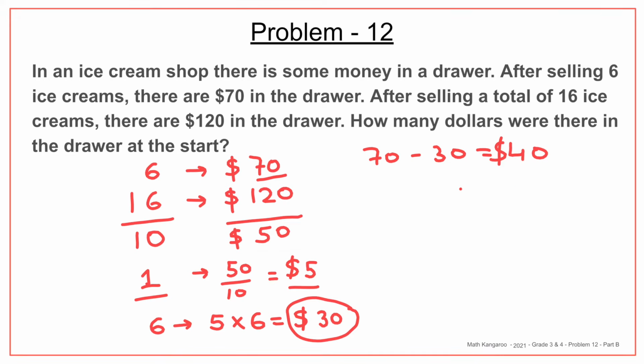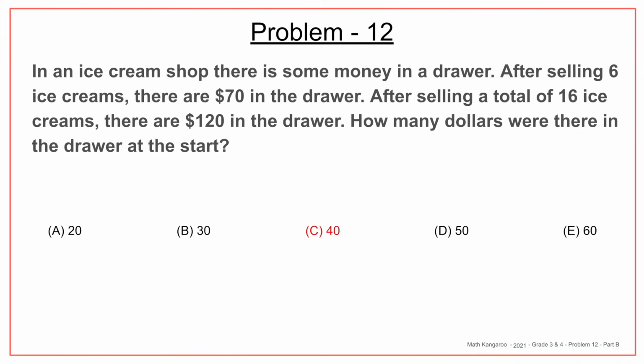So the ice cream shop had $40 before they start their business. So our answer is option C, 40.